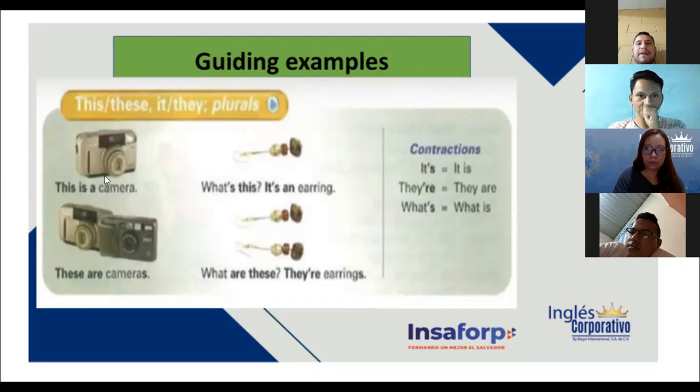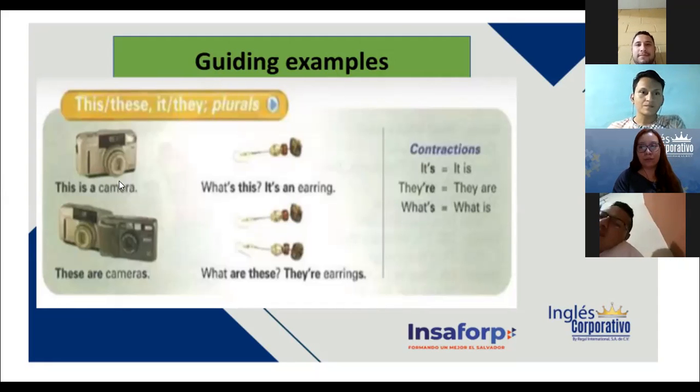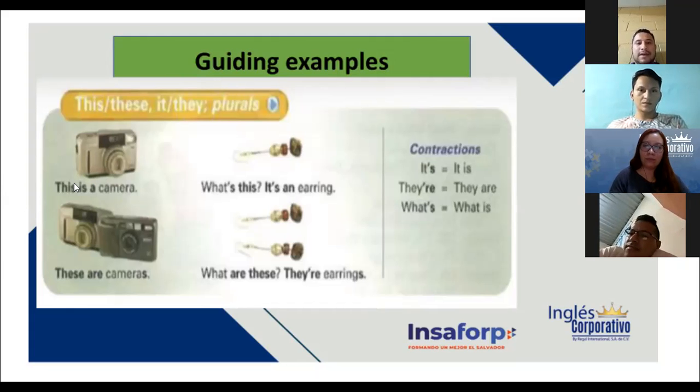This is a camera. This is a camera, right? Algo que tengo cerca. Si estuviera lejos, ¿cómo lo diría, Carlos? These are. Si estuviera lejos, no puedo decir this is, diría, no, it is. It is a camera, exactly, right? Porque está lejos. Second sentence, please.